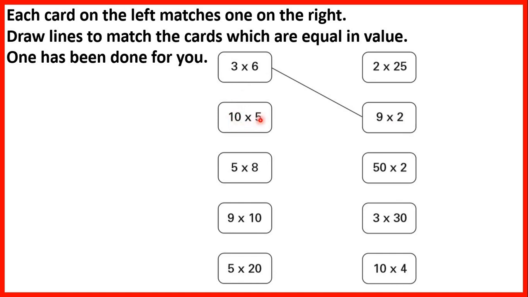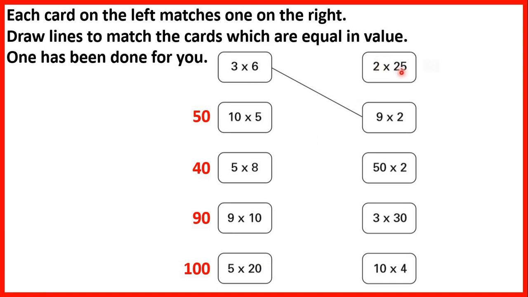So now 10 times 5 is 50, and if we find the answers, then we can match them up later on. So 10 times 5 is 50, 5 times 8 is 40, 9 times 10 is 90, and 5 times 20 is 100. That's because 5 times 2 is 10, but then if we have a 0 in a multiplication question, we need an end 0 in our answer as well.